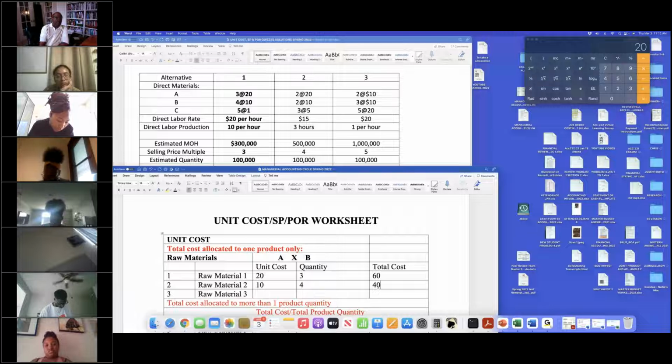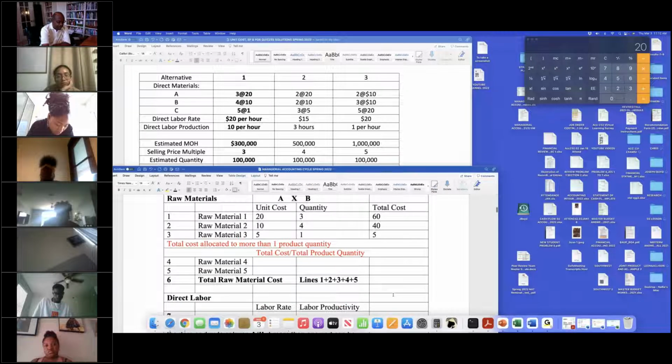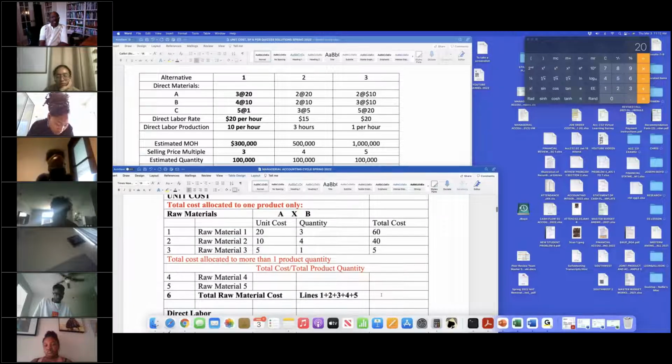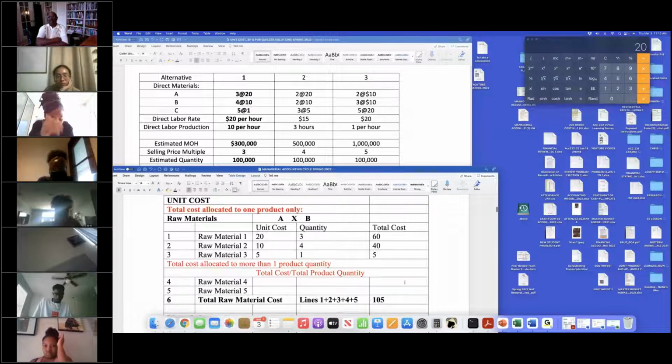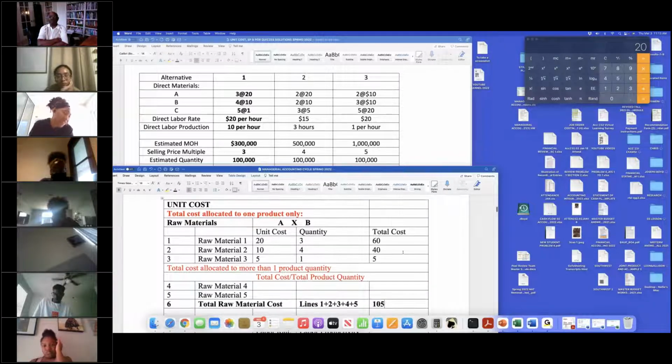We had a third material that cost $5. It only took one of those. So in this problem, the total raw materials cost is 105. Are there any questions on how we got 105, 60, 40, and 5? Can everybody do that now? Is there anybody who can't do that?